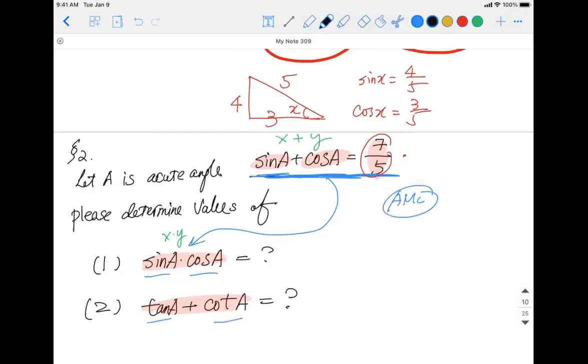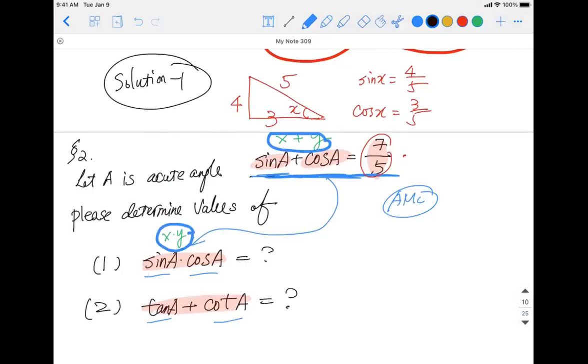Okay, solution number one, we already have. We got a solution from Thomas. Let's go to our solution number two. Let's try to do something more rigorous. Hopefully we can rigorously solve the problem. Instead of guessing or something, we need to find a relationship between sine plus cosine, or x plus y, and x times y, or sine times cosine.